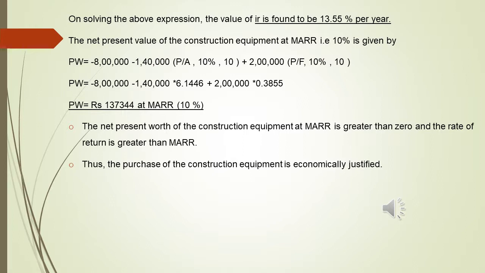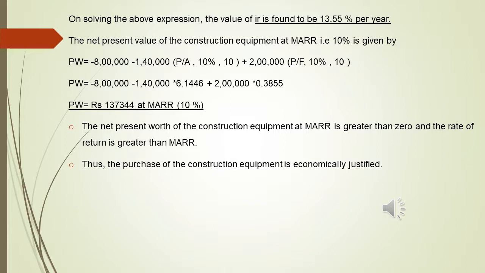Okay. So the net present value of the construction equipment at the minimum attractive rate of return, that is MARR, is given as 10%. That is what they have told. So let us calculate for 10% as well. Use this equation and calculate for 10%.